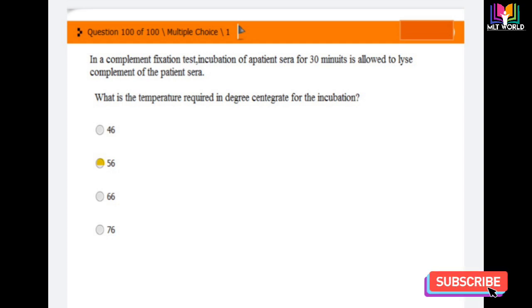So 100 MCQs are completed here. For the next 100 MCQs, I will try to make two parts, 50 and 50 MCQs. Please follow those MCQs. Those MCQs are also very important and helpful to pass the Prometric exam of any Gulf country.